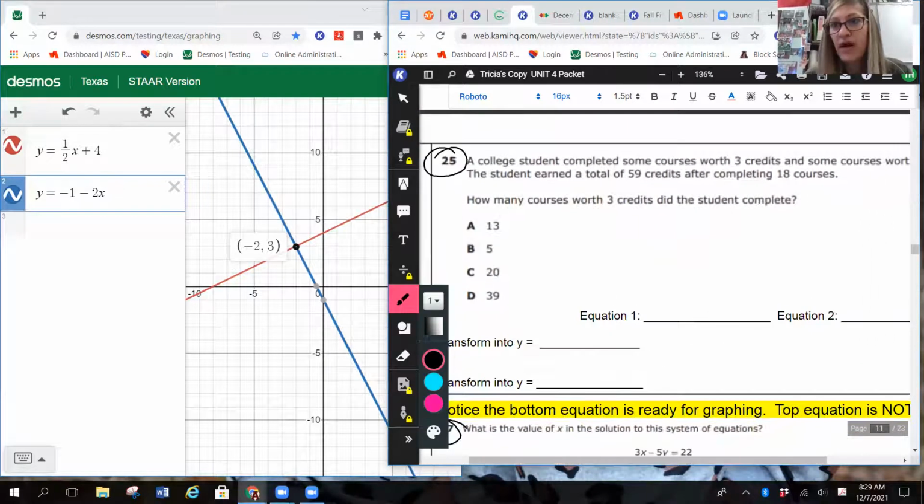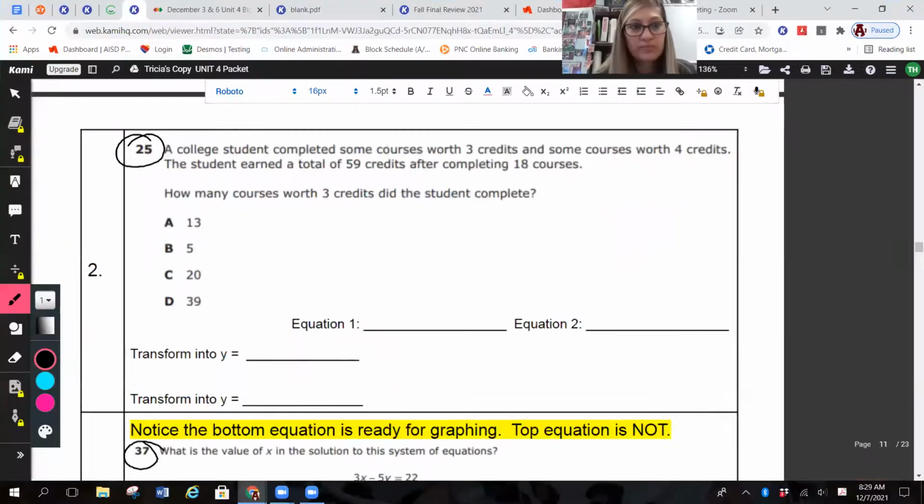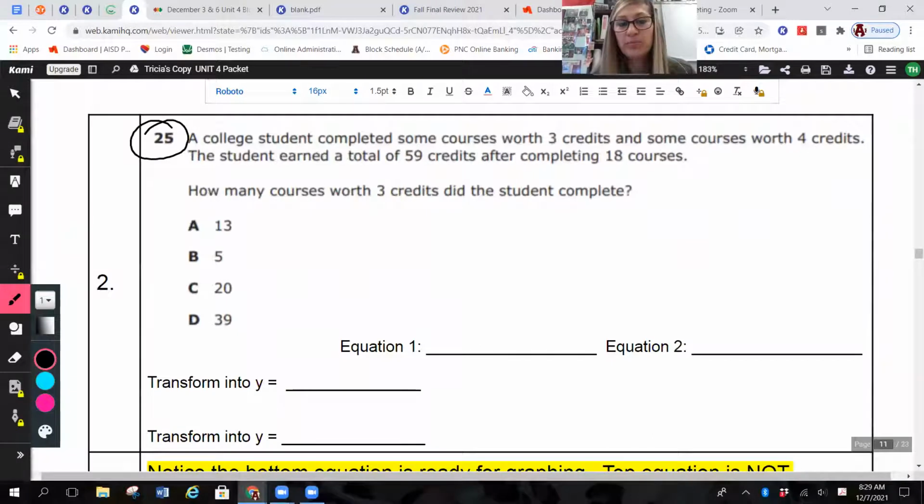Question number 25, which is question number 2. A college student completed some courses worth 3 credits and some courses worth 4 credits. So in college, when you take one class, you get 3 credits for taking that one class. And in this example, you could take one class and get 4 credits, or you could take one class and get 3. The student earned a total of 59 credits after completing 18 courses. How many courses with 3 credits did the student complete?